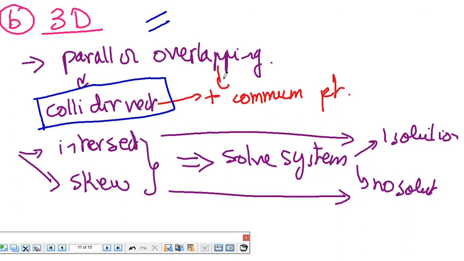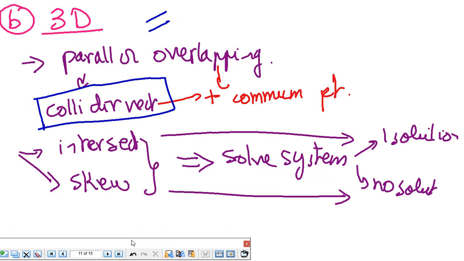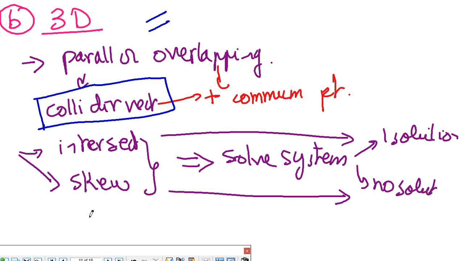To check, if I can find a common point, for example, in this case, you take any point on the first line and check if it's on the other line. If any point on the first line belongs to the other line, it means they are overlapping. And the second case, I need to see if they intersect or they are skew. We say skew, it means I could have two different planes.